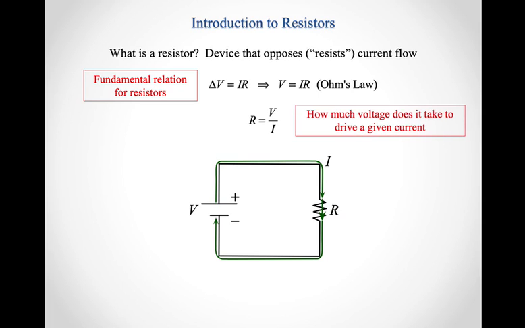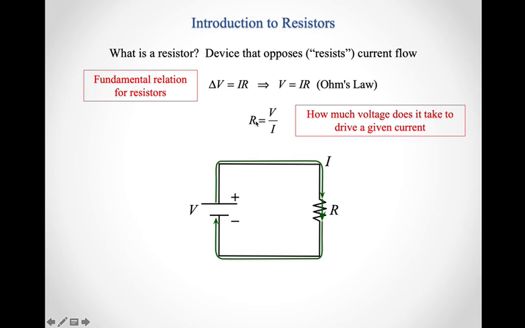Well, I can take this equation and solve it for R to think a little bit more about what the resistance means. When I do that, I get that R is equal to the potential difference across my resistor over the current that flows through it. So you can think of this as what the resistance of your circuit is telling you about is how much voltage does it take to drive a given current.